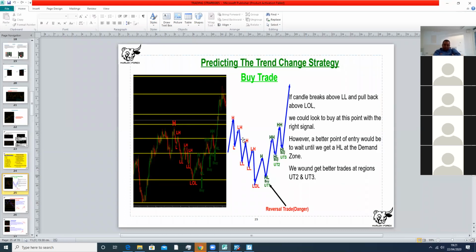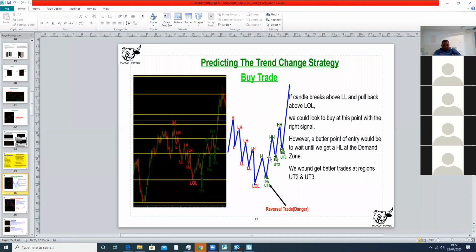Right, so what we've got now, if a market is making lower highs, lower highs, lower highs, that market is in a downtrend and it's making lower lows and lower lows. Now, if I get to a point where the market makes a very, very low, lower than the previous low, still making a lower low, but then we've got a higher low where the market starts showing signs of turning around, then we could look at a possible buy at this point.